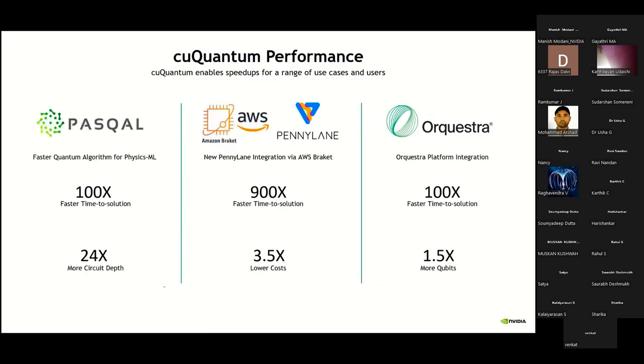If we see, other players are also using cuQuantum, be it Amazon Braket, where if someone is using Amazon Braket, there also you can get GPUs, and there you can get significant speedup, faster time to solution, and cost is also lower.